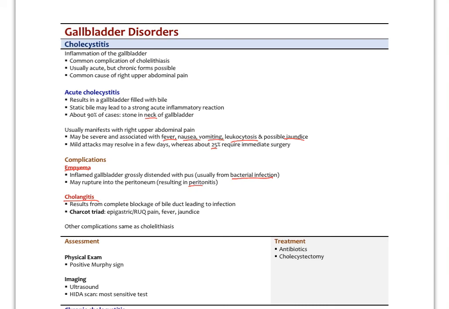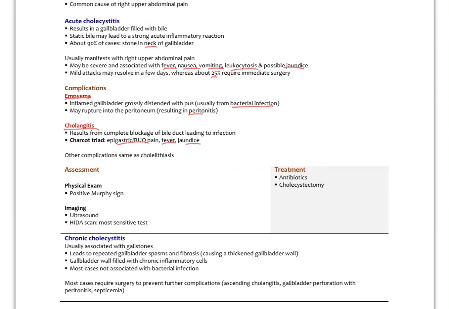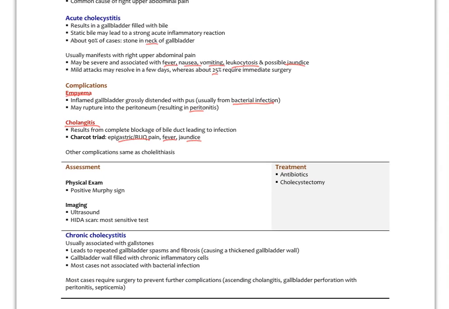A classic clinical finding there is what's called Charcot triad, which is epigastric or right upper quadrant pain with fever and jaundice. That usually indicates cholangitis. Other complications would be the same as the cholelithiasis that we already saw. For diagnosis, there's the physical exam, positive Murphy sign, as well as the Charcot triad. Ultrasound and HIDA scan, which is going to be the most sensitive test there. Typically it would be treated either medically with antibiotics and pain relievers, or with cholecystectomy, where the gallbladder would be removed.